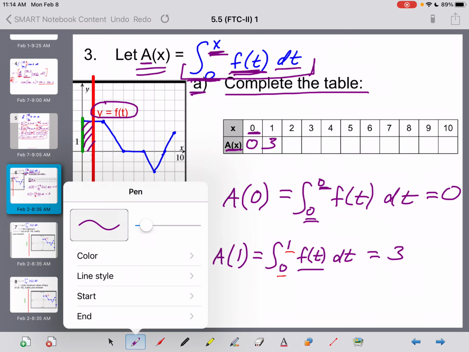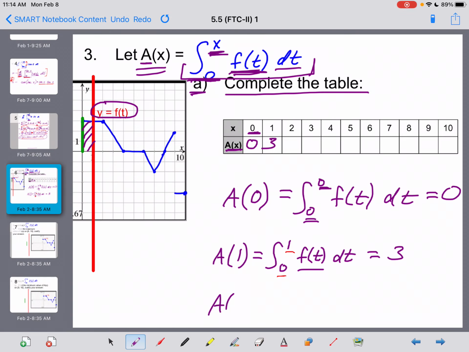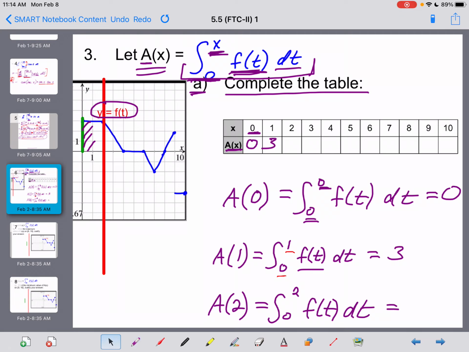Now, this is the last one I'm going to write here. A of 2, then, is the definite integral from 0 to 2 of f of t dt. So it's the exact same concept we were just doing, except now I'm extending that right border from 1 to 2, which means my answer also needs to include that region right there. Well, now it's a 2 by 3 rectangle, so that value is 6.